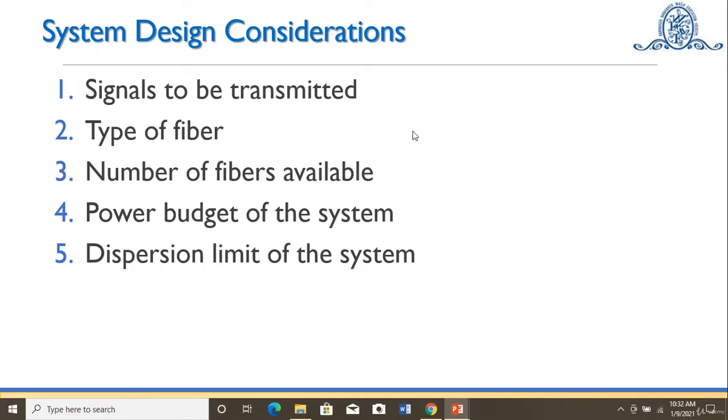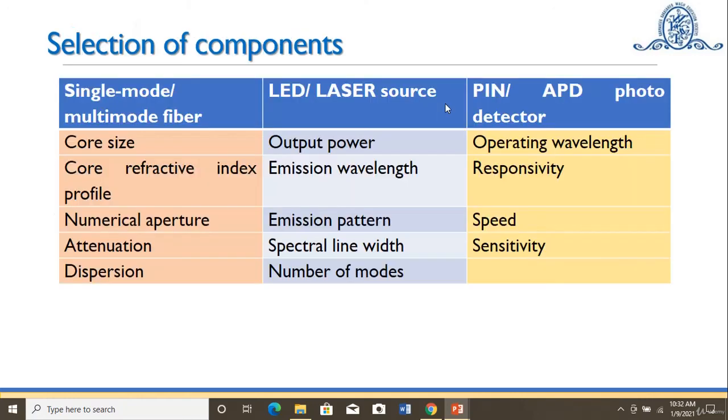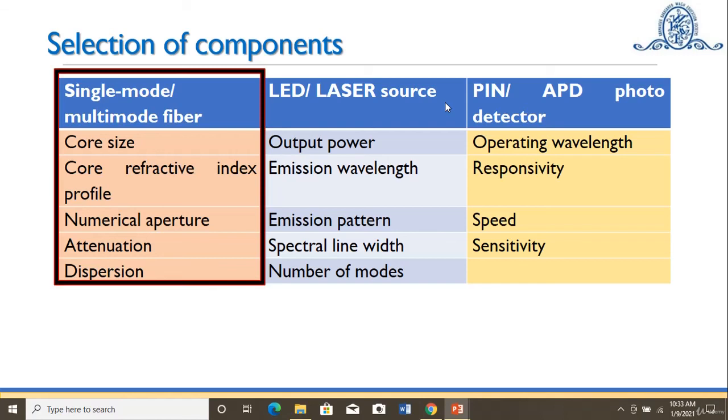The link has important components such as the source, detector and the fiber. So let us see the selection criteria for these components one by one. So first we will go for the selection of a fiber. Whether you want to go for single mode or multi-mode fiber is decided based on the specifications provided by the manufacturers of the fiber, like core size, core refractive index, numerical aperture, attenuation and dispersion.